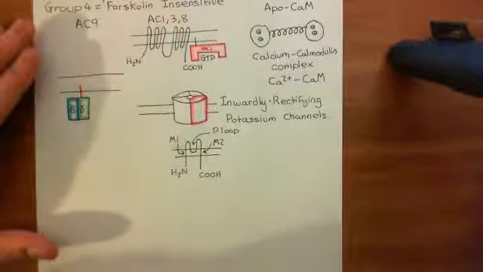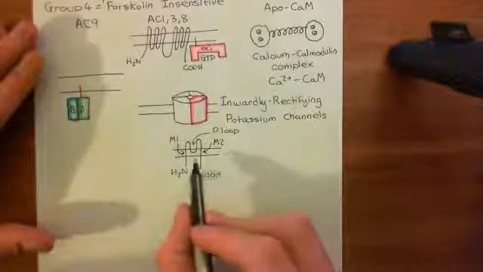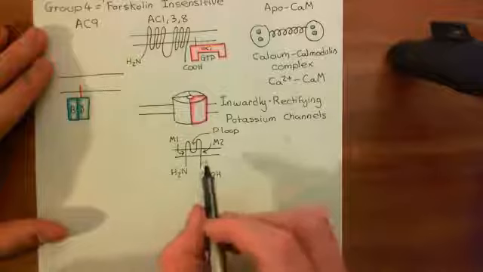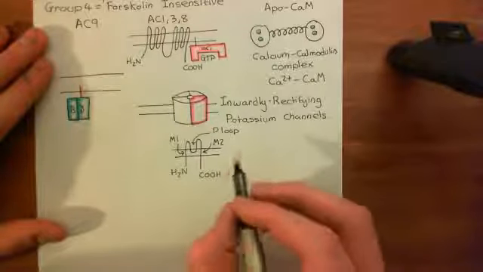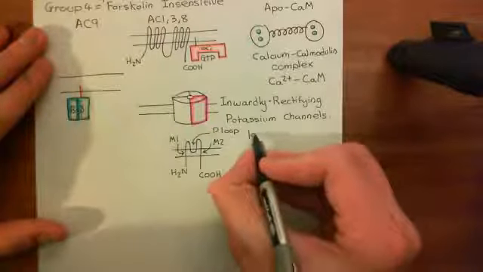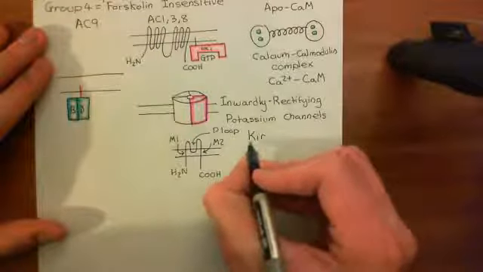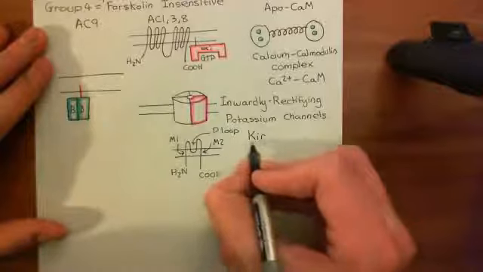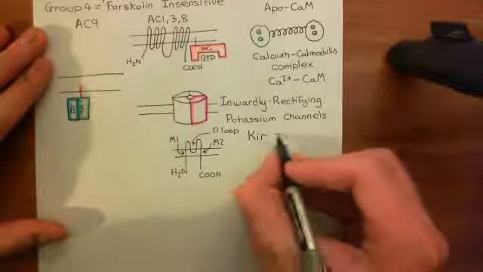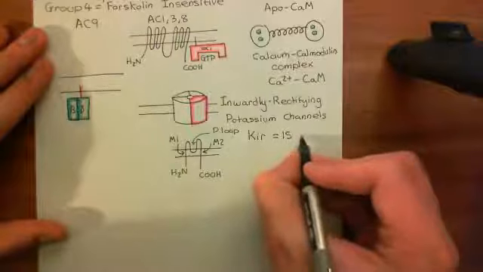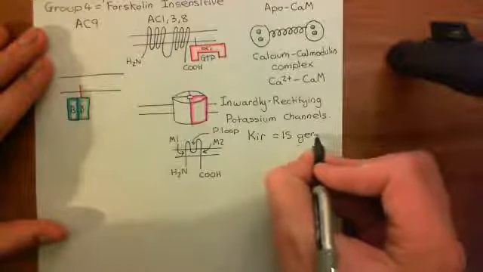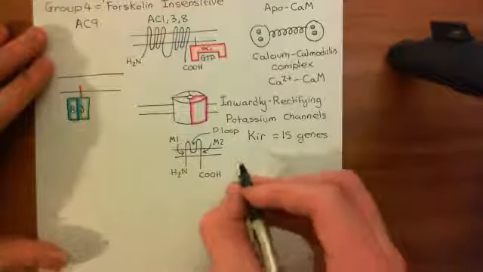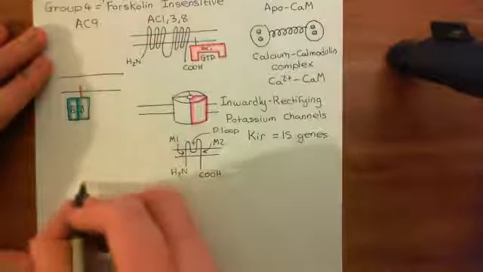The question is, how many different genes are there that code for these subunits of inwardly rectifying potassium channels? Well, the answer is there are quite a lot. They are abbreviated to KIRs, for potassium channel inwardly rectifying. There are actually 15 different genes for inwardly rectifying potassium channel subunits, and these are grouped into 7 different families. So let's write this down here.